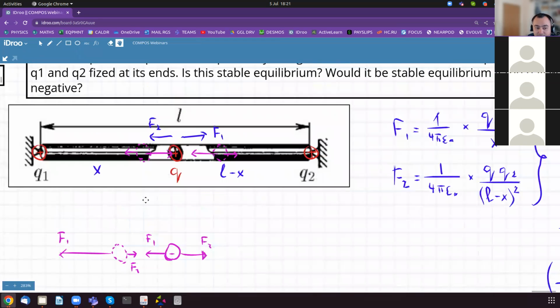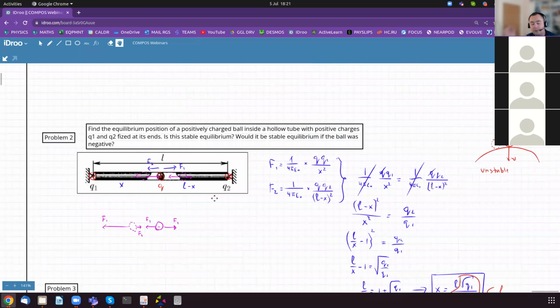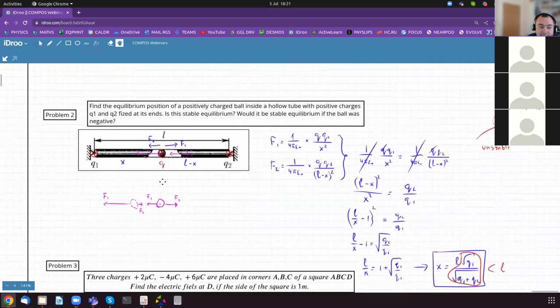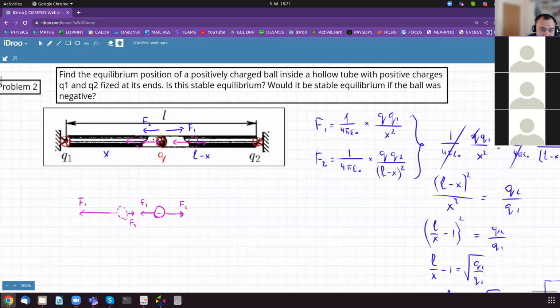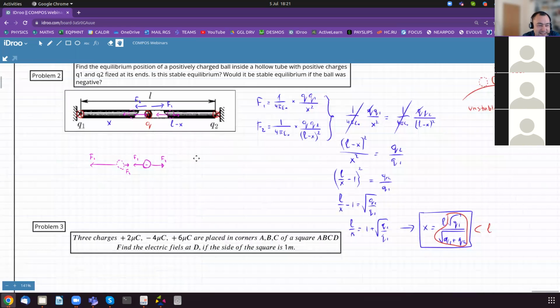Also, you could use the logic of potentials. You would see that at this point it has minimum potential, and it would stay in this position. But if it was negative, it would move in a way so as to reduce the potential. Anyways, I hope that makes sense.